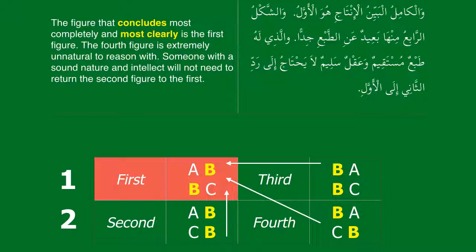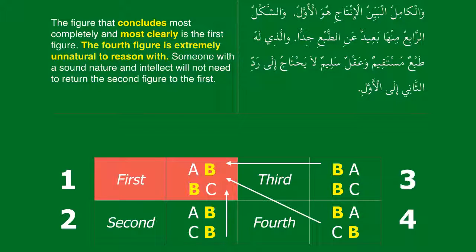The second, third, and fourth figures follow the first figure in clarity, meaning the figure that concludes most clearly after the first figure is the second figure, and then the third, and then the fourth. That's why he says that the fourth figure is extremely unnatural to reason with. You can try it out. You can make a syllogism on the fourth figure, make the middle term the subject of the minor premise and the predicate of the major premise, and you'll find it's quite difficult to work out what the conclusion should be and whether or not there is a conclusion.